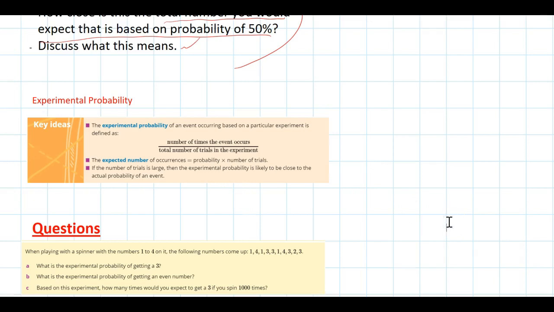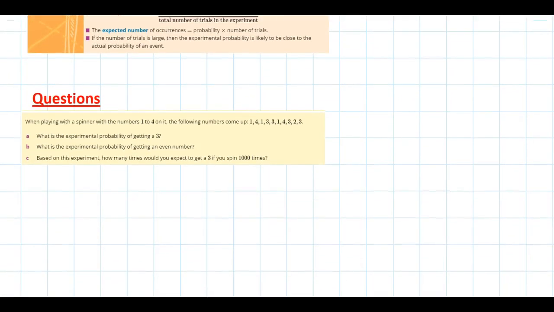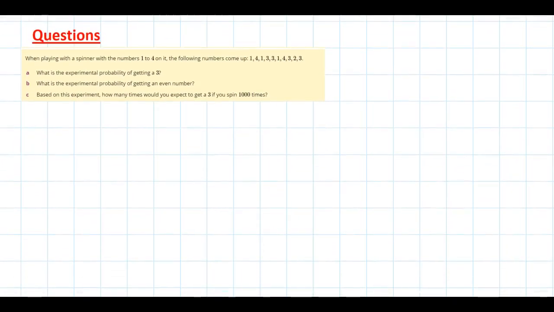Okay, now that you've got that written down, let's do some questions down here, and I'll show you how we want to answer these questions in our book. First off we have A. What is the experimental probability of getting a 3? We've done a spinner with the numbers 1 to 4 on it, and the actual results were as follows. Okay, that's the actual results. Now we want to find the experimental probability of getting a 3.